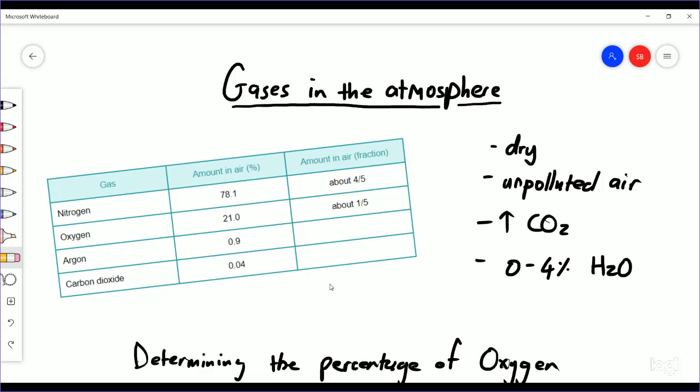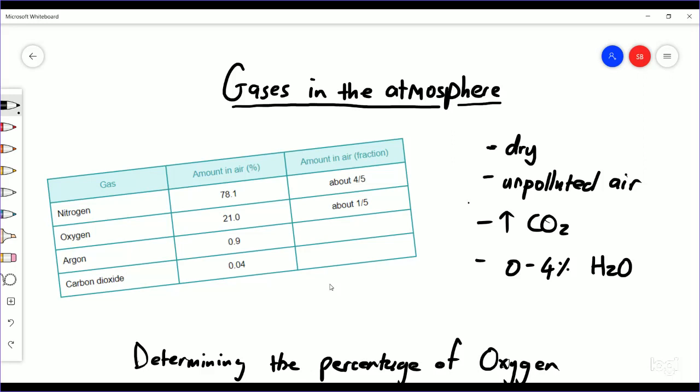Gases in the atmosphere. So let's get straight into it. Over here we've got a little table, and this is showing you the elements that are present in air. As you can see, it's dominated by nitrogen and oxygen, and the rest is filled up with other noble gases and carbon dioxide.